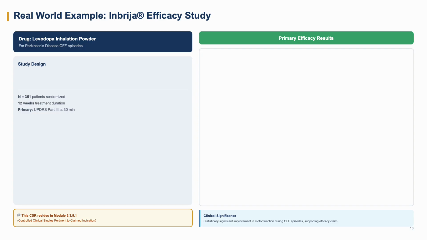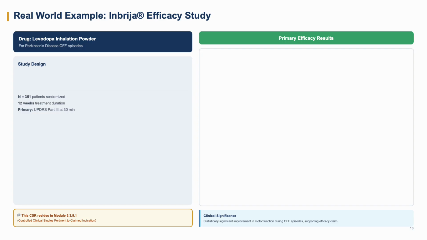The ISE, under Section 314.50(d)(5)(v), must demonstrate substantial evidence of effectiveness for the claimed indications. It needs to support your dosage recommendations with data broken down by gender, age, and racial subgroups. These are large documents, often hundreds of pages, that pool and analyze data across your entire clinical development program. The ISS looks at safety signals across all studies. The ISE synthesizes efficacy data to build the case for approval.